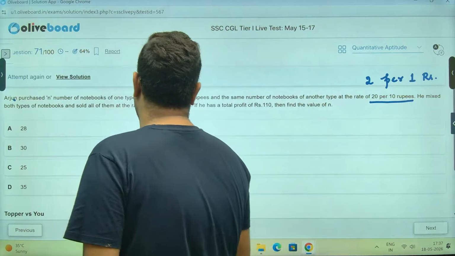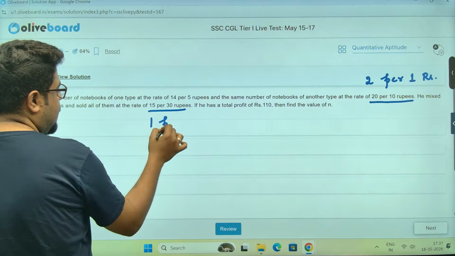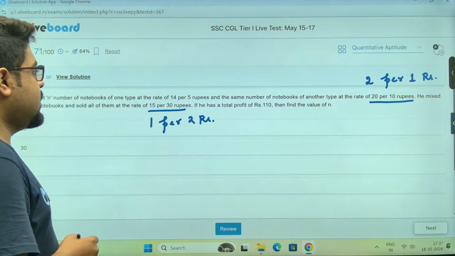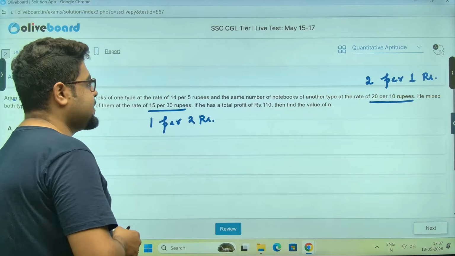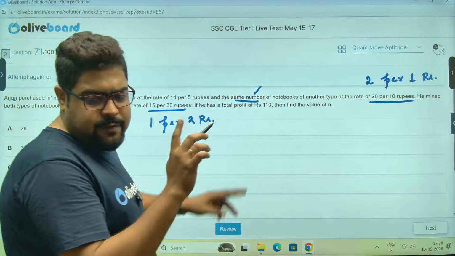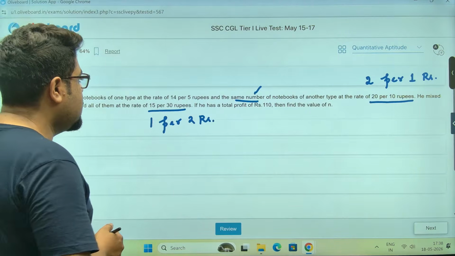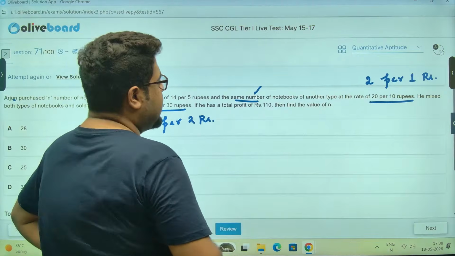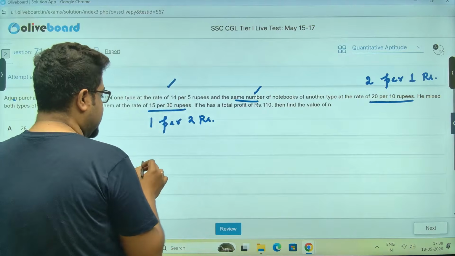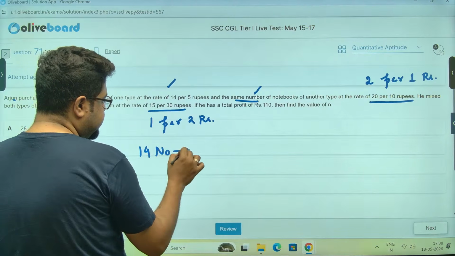Okay. And 15 per 30 rupees, meaning 1 per 2 rupees. This is the SP, sir. Acha, same number of notebooks. So two types of notebooks he had bought. And same number, so let's take 14 numbers only. So 14 number of notebooks.